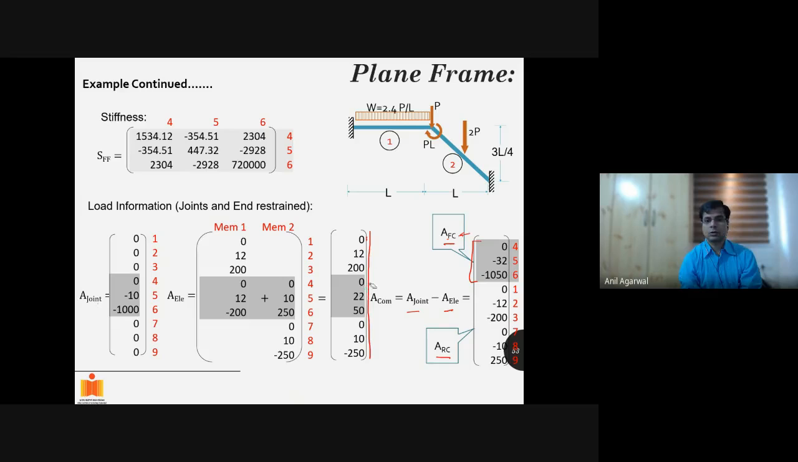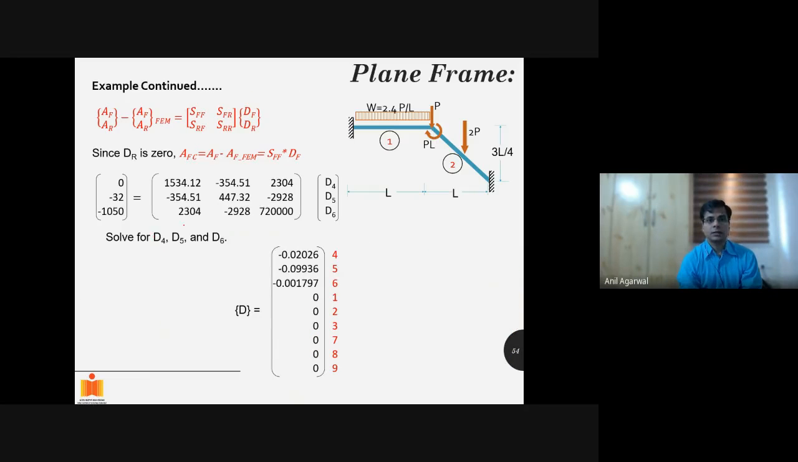So now what have I got? I have got my AF. I've got SFF. What can I use this for? I can write the equation as AF or AF minus AF FEM, whatever you want to call it. So that's why I'm calling it AFC is equal to SFF DF, right? So AF was this one that we just calculated. That is corresponding to degrees of freedom 4, 5, and 6. But it is equal to SFF DF. And note, why no terms of SFR DR?